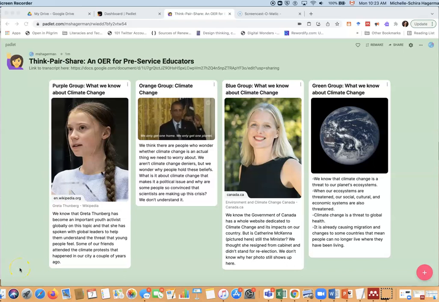Think, Pair, Share is an incredibly flexible strategy that puts into practice a range of evidence about how learning happens in classrooms, whether in person or online. And you can do a Think, Pair, Share using Padlet.